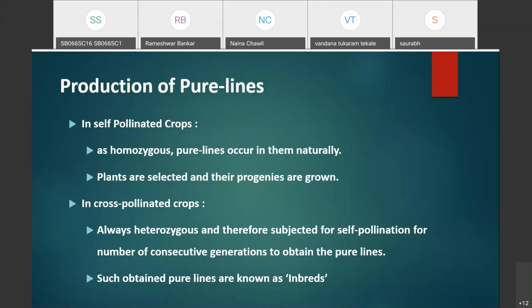And the surviving progenies are called as the pure lines. Okay, surviving progenies are called as the pure line, and such pure lines obtained in the cross pollinated crops are called as the inbreds.